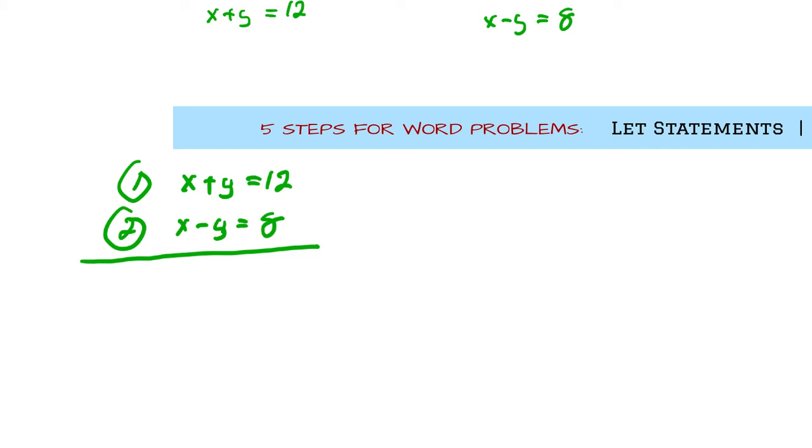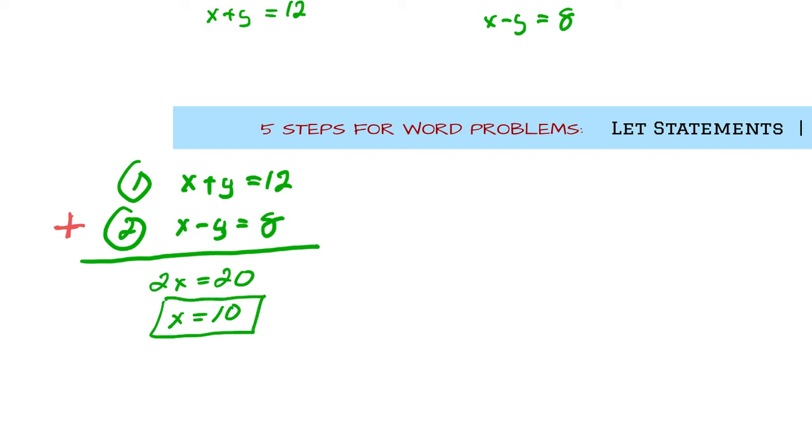I'm going to use elimination, and I'm simply going to add those together. I could subtract, it doesn't really matter. If I add them together, I'll clear the y's. If I subtract, I'll clear the x's. So I'm going to add, and I'm going to get 2x equals 20. Divide both sides by 2, and x equals 10.